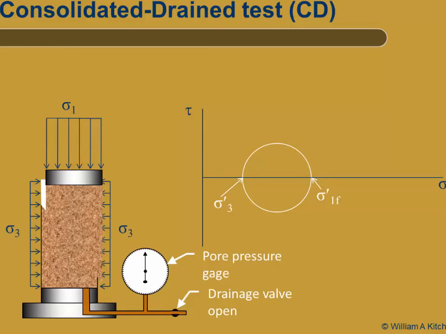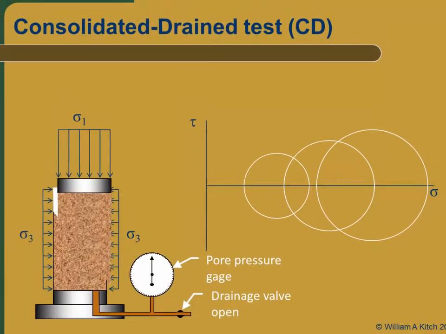If we test a second specimen, but consolidate it to a higher confining stress, the soil will gain strength during the consolidation process. When it is sheared, it will have a larger Mohr circle at failure as shown. Likewise, if we run a third test at yet a higher confining stress, again the soil will consolidate and have an even larger Mohr circle at failure.